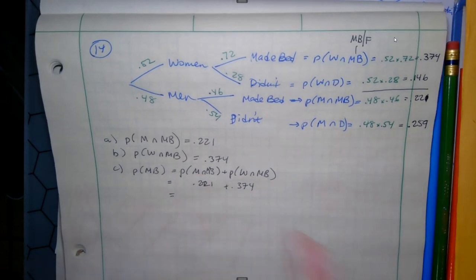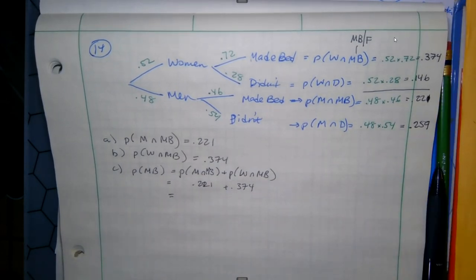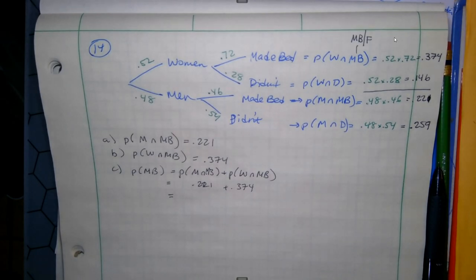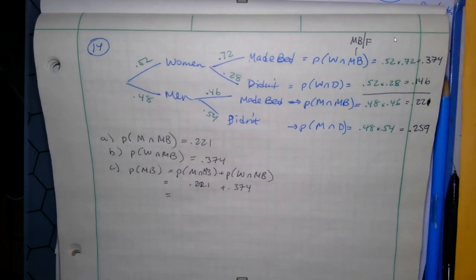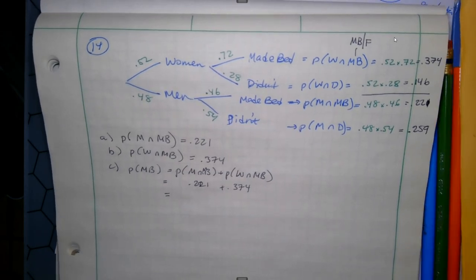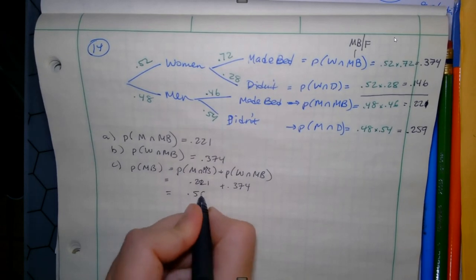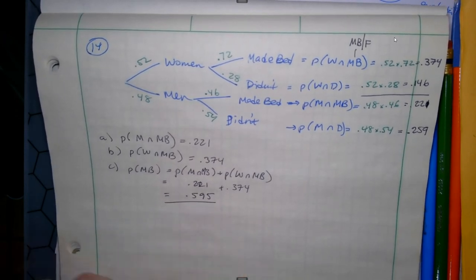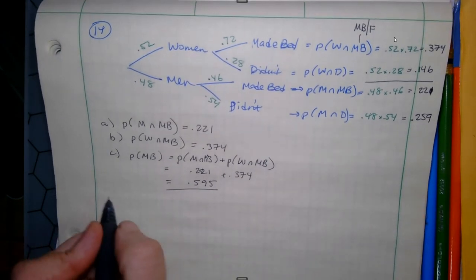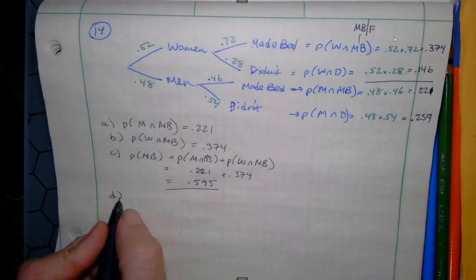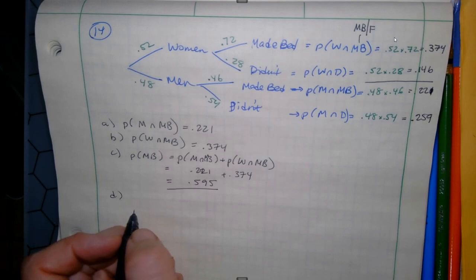What I like about this problem is it's really walking me through the logic of how to look at trees, what information trees are giving you that is helpful, and how to answer the question on the bottom, which is a very common question. So I've got 0.595 is the chance of making your bed. All right, now here comes the final question. If a person has made their bed, what's the chance that that person is a woman?